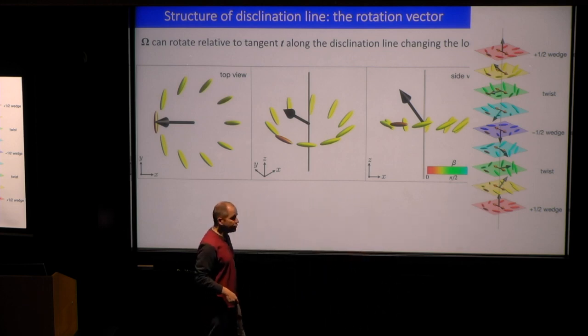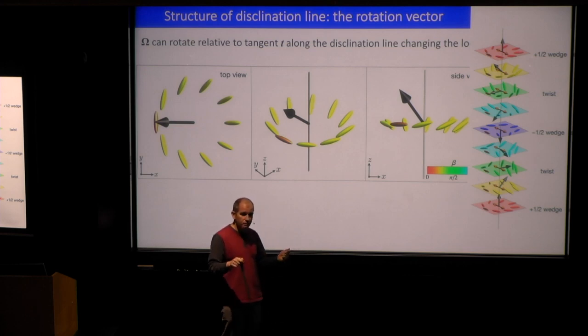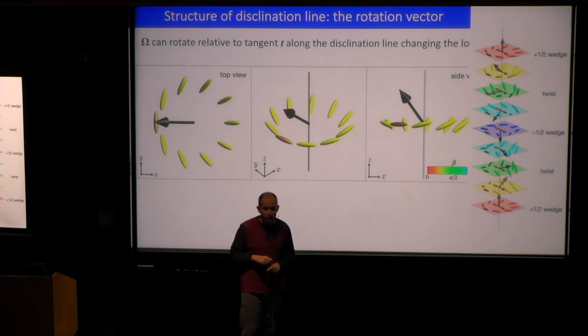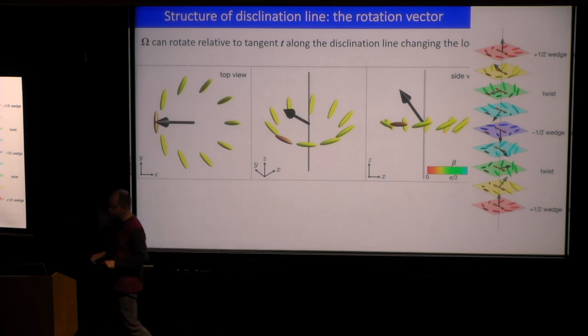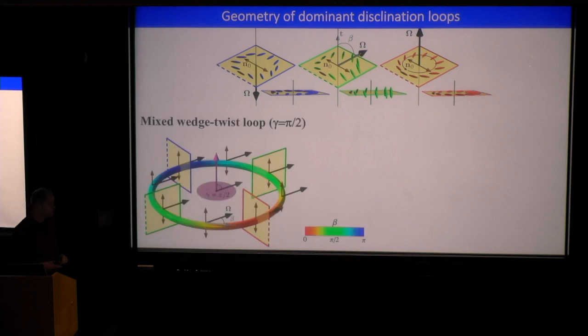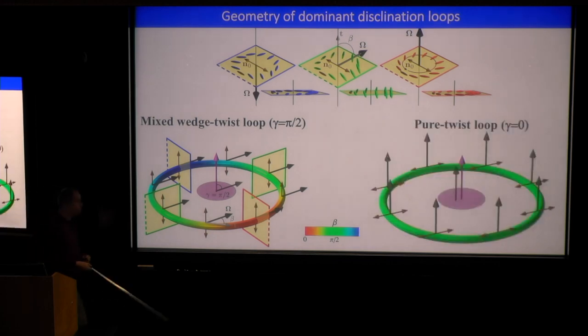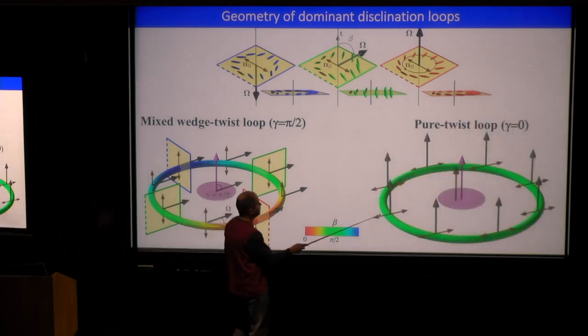Now, there's a lot of different disclination loops. Some of them can have a net topological charge, but some disclination loops in 3D can have no net topological charge. And the two particular families that are important in our case are the mixed wedge twist loop and a pure twist loop. A pure twist loop is simple to explain, right?